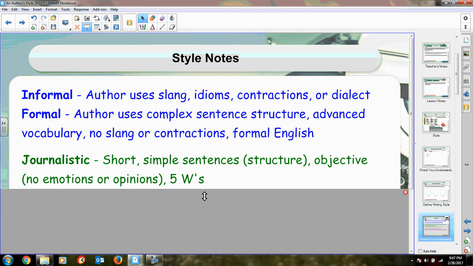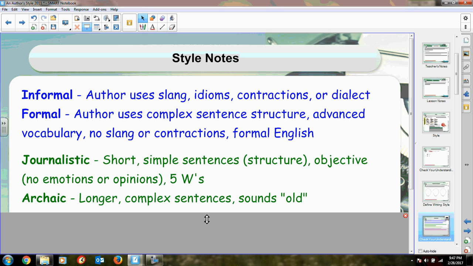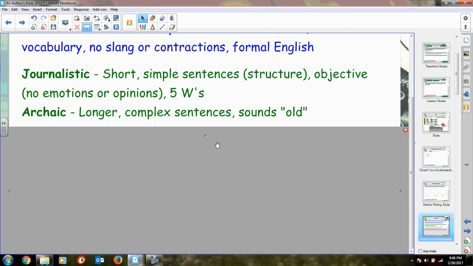The next pair is the journalistic or archaic style. Journalistic is probably what most people who read in the 21st century enjoy, because it has short, simple sentences. There's very little emotion. They talk about the who, what, why, where, how. In the modern era, we tend to like that style a little bit more than what is called the archaic style. But some of us are old souls, aren't we, Emily? And we tend to like the things that have a little bit of an older sound to it, complex sentences, and they tend to be a little bit longer as well.